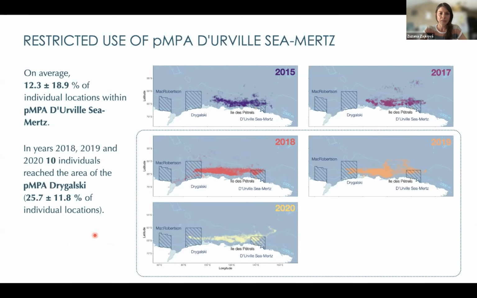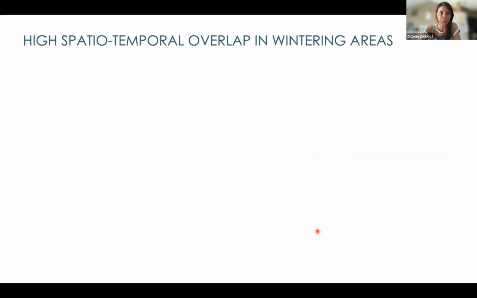On the other side, we observed that the individuals also reach, in several years, in particular the last 3 years, the other marine protected area, Drygalski, and spend more than 25% of their individual tracks within this area.